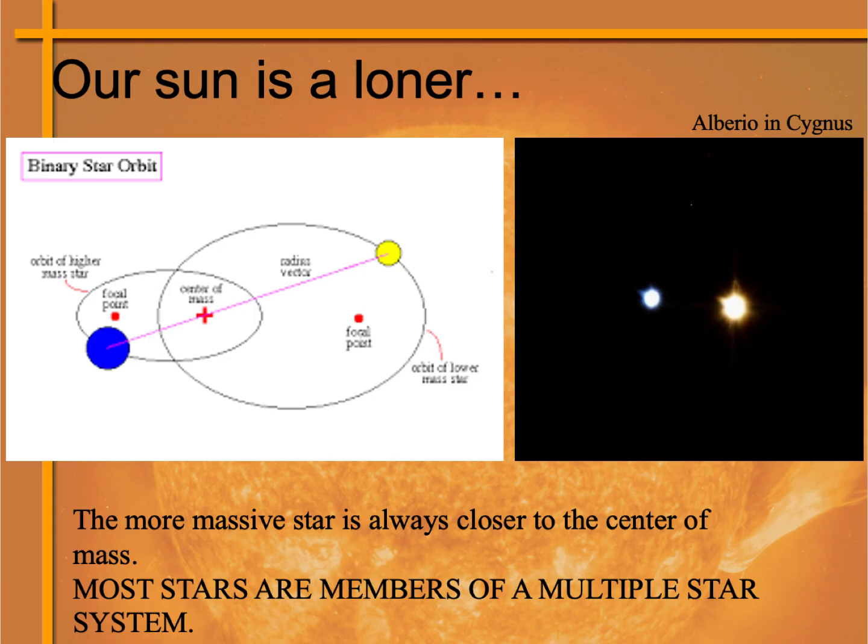In these systems, once you know the distance between them and the time it takes for them to orbit one another, you can calculate their combined mass. This is how we can determine the mass of stars.